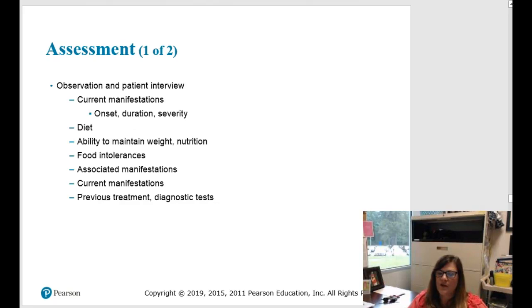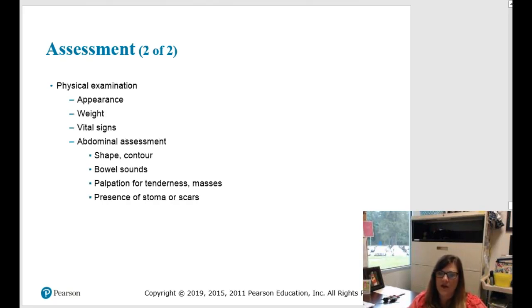Assessment, obviously we're going to look at the number of bowel movements a day, onset, duration, and severity of their symptoms, their diet, what their weight is like, food intolerances, all those different things, vital signs. And then with the abdomen, we're going to look at the size and shape and contour, look for bowel sounds, palpate for tenderness or masses. Remember with Crohn's, they can have that right lower quadrant mass, and then also look for stomas or scars.